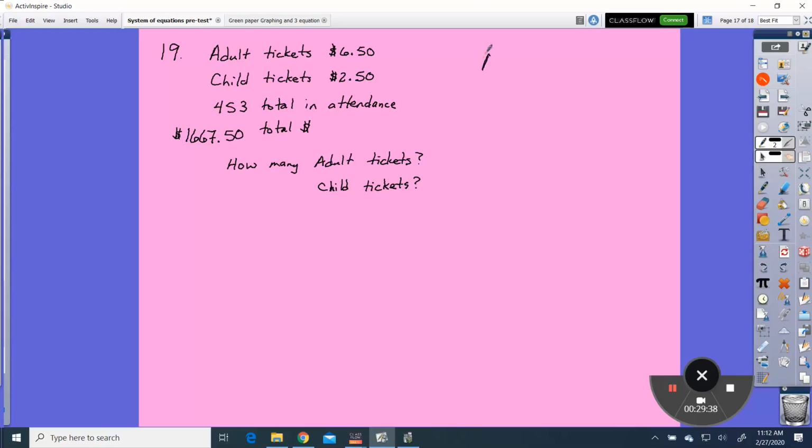So what we have is adult tickets plus children tickets, and we sold 453 of them. We have $6.50 per adult. We don't know how many adults there were, but we know we charged $6.50. And for children, we had $2.50. We don't know how many of those, but we know in total dollars we got $1,667.50. So now it's just an elimination process. I'm going to multiply all this by negative 2.5. So I get negative 2.5a minus 2.5c.